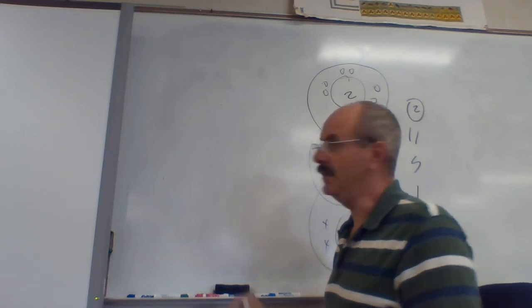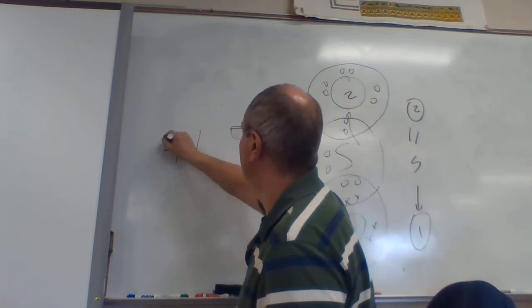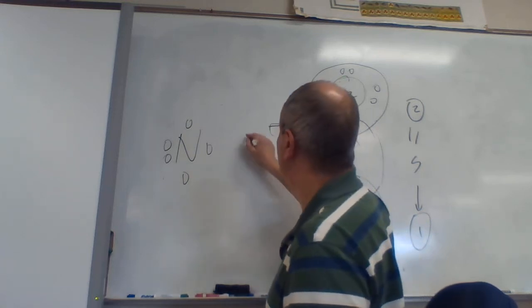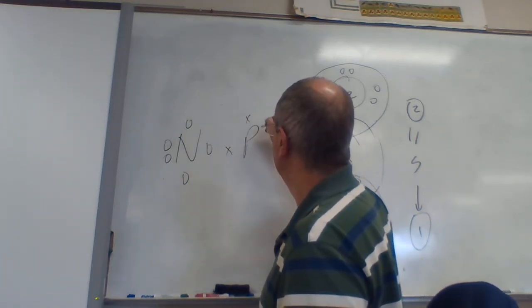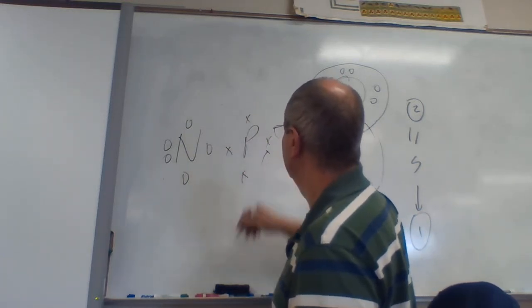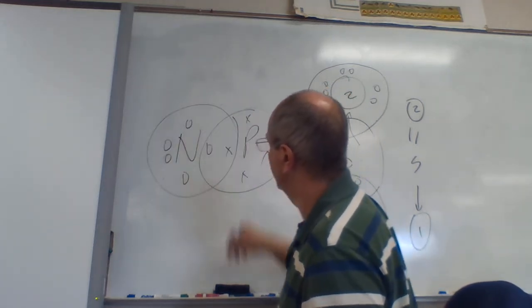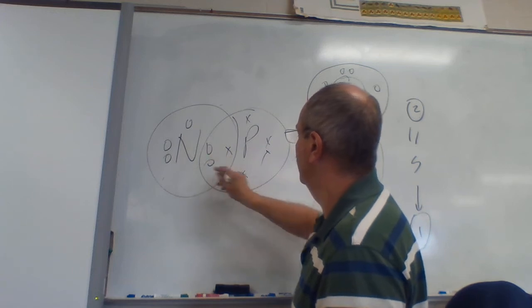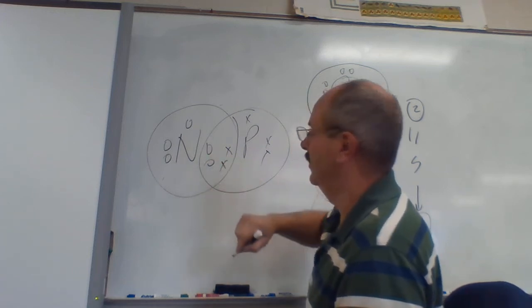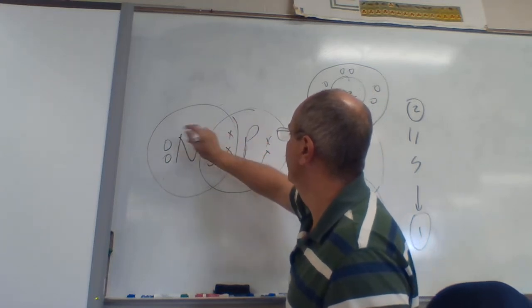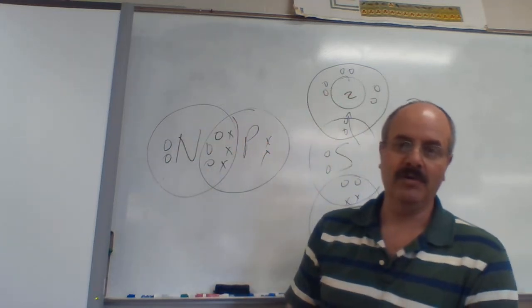We got NP. So we got nitrogen, he's got 5, and we got phosphorus, he's also got 5. We've got to have at least a single covalent bond. Make my circle, there's 6, and there's 6. So let's bring this in, bring that in. That makes 7 for both of them. Now let's bring this down and bring this down, and that makes it so they both have 8.